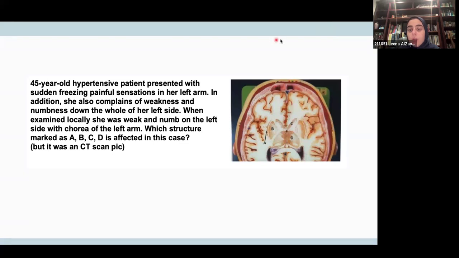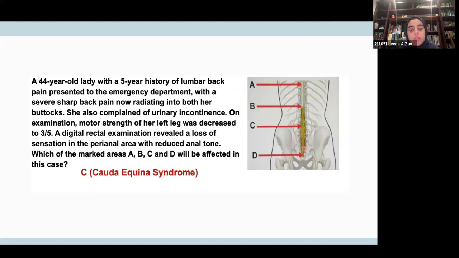Wait, is this the answer now or the one from a minute ago? Did I mess up the previous one? Oh, it's C. Sorry. Yes, it's C because obviously it's not where the ilium is. Because I lost a bunch of nerves.